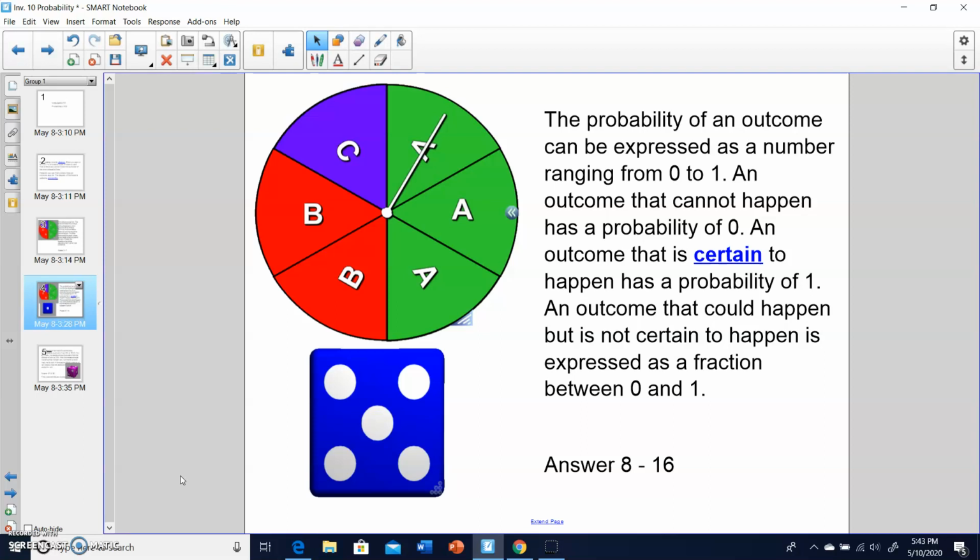Number 15. With one roll of a dot cube, what is the probability of rolling a 1? Think of how many faces have a 1 out of the 6.